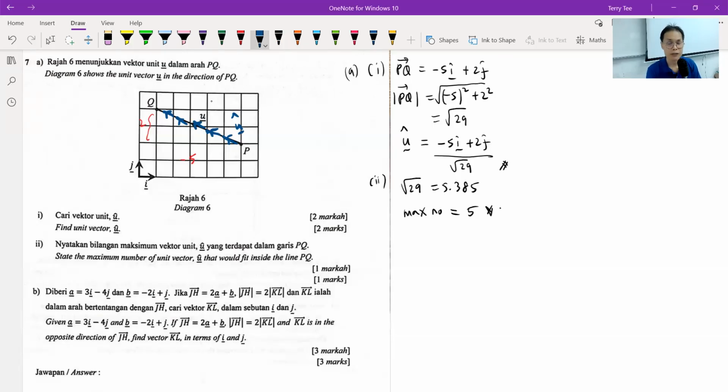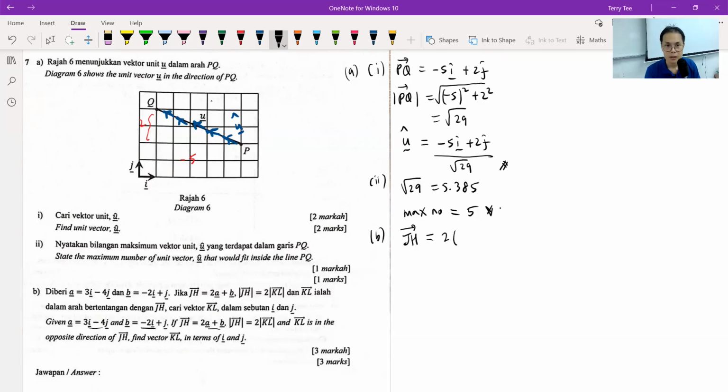I can do 6 because if I go 6, it'll be exceeding the length of PQ. All right, that is the first part. Second part, vector A is given, vector B is given, and you're given JH is 2A plus B. Okay, so let's find out what is JH.